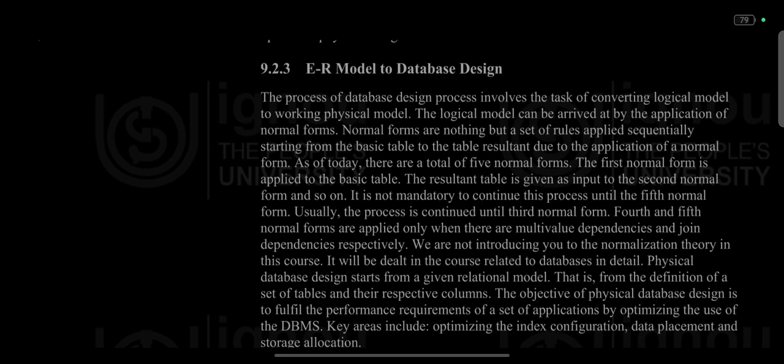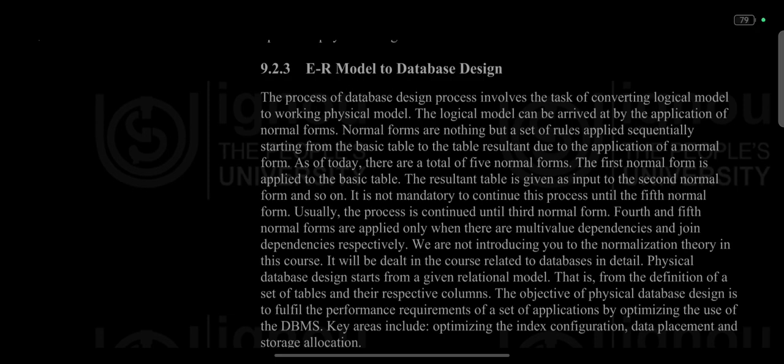It is not mandatory to continue this process until the fifth normal form. Usually, the process is continued until third normal form. Fourth and fifth normal forms are applied only when there are multi-value dependencies and join dependencies, respectively. We are not introducing you to the normalization theory in this course. It will be dealt with in the course related to databases in detail.